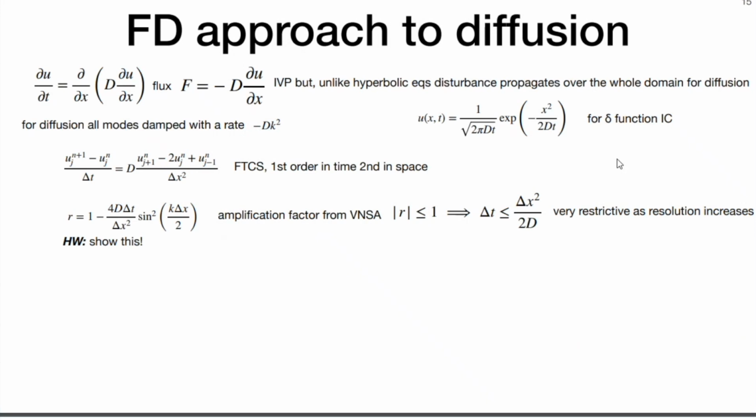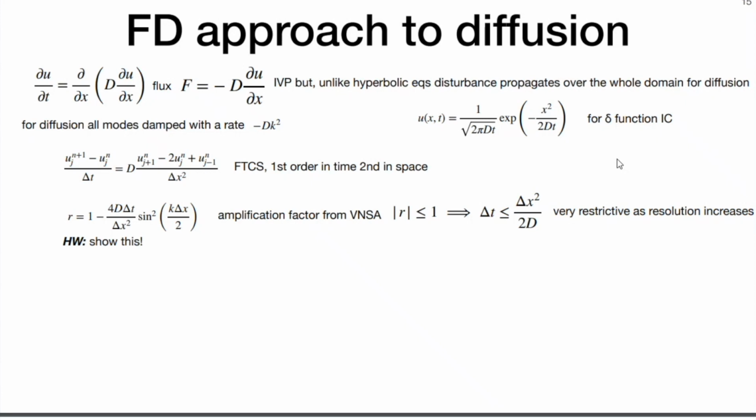Okay, so now if you have the diffusion equation, how do you deal with it? This is the diffusion equation. You can actually think of flux also for a diffusion equation. So F is just minus D dou u/dou x in the case of the diffusion equation. You can see dou u/dou t plus dou F/dou x equals zero, if you choose F to be this; that's your diffusion equation. This is also an initial value problem. But unlike hyperbolic equations, disturbances propagate over the whole domain, as I mentioned previously.